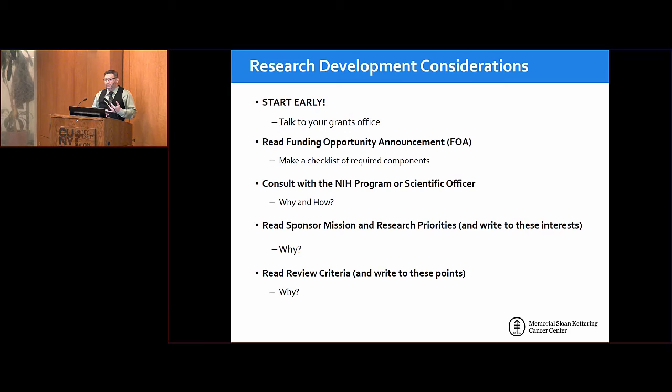I can't emphasize this next one more: consult with the NIH program officer or scientific officer. And why is that? They are there to fund successful science. They want to do that. They get their money from Congress. Every year they have to go back to Congress to ask for more, and they do that by showing the stellar science that they've supported in the past year. They want your science. They have expertise. They have knowledge about how NIH works. So talk with them.